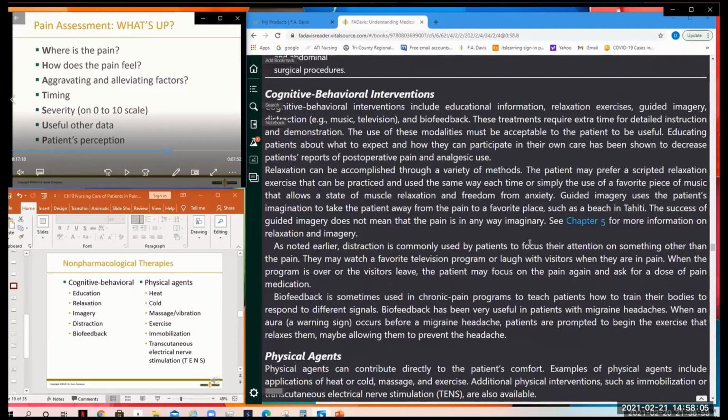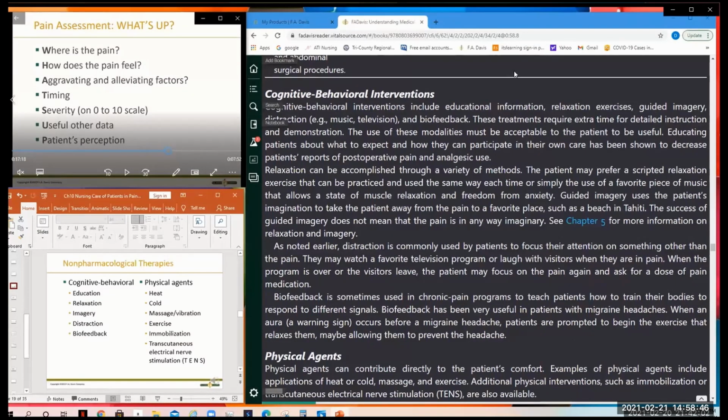Cognitive behavioral interventions. Page 131. Cognitive behavioral interventions include educational information, relaxation exercises, guided imagery, distraction, for example, music, television, and biofeedback. These treatments require extra time for detailed instruction and demonstration. The use of these modalities must be acceptable to the patient to be useful.